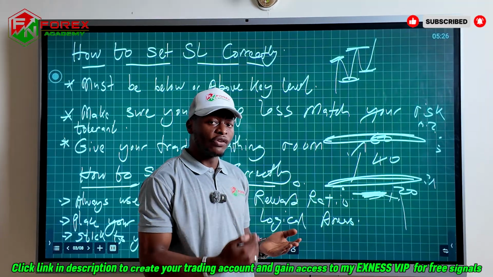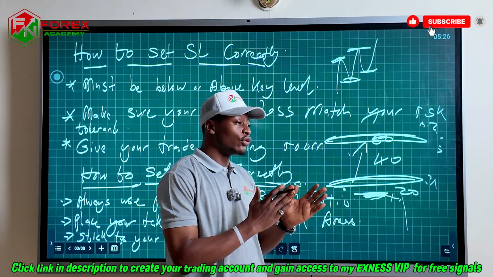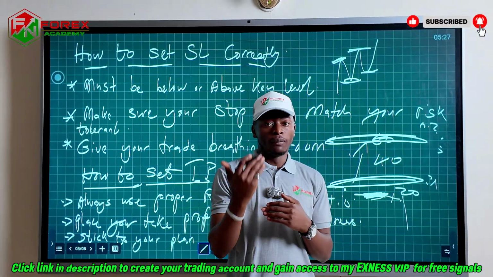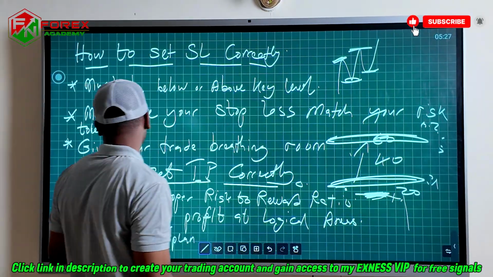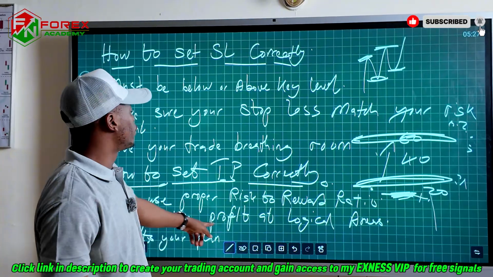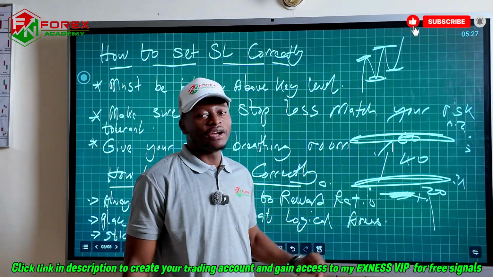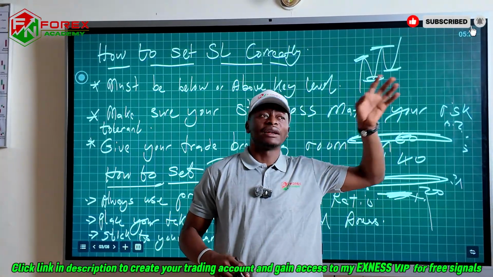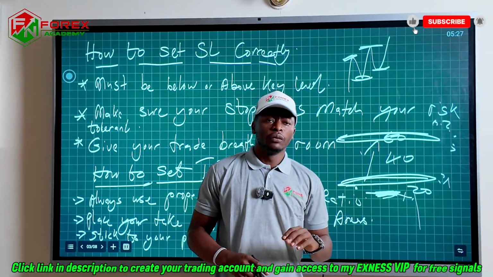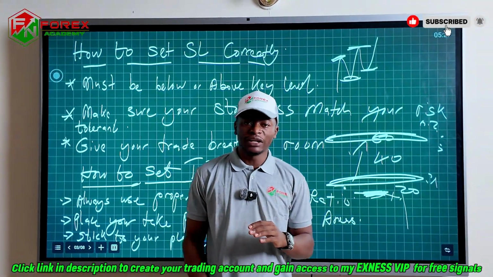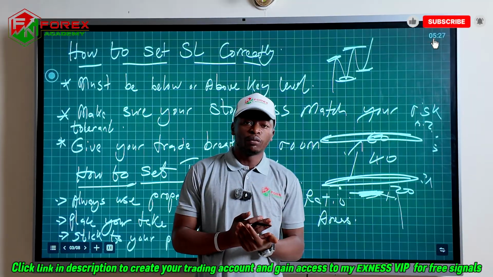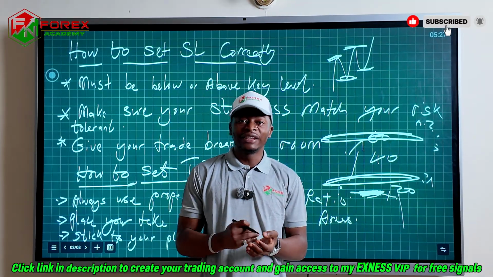So take into consideration your risk to reward ratio. That's you risking less to gain more, right? The next point, place your take profit at a logical area. We don't just throw your take profit anywhere above when you are buying or anywhere below when you are selling. No. You place your take profit at logical areas, at key points of interest.